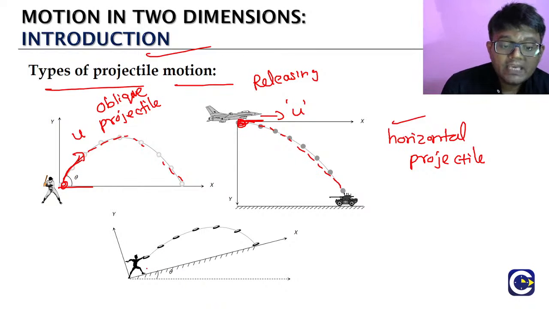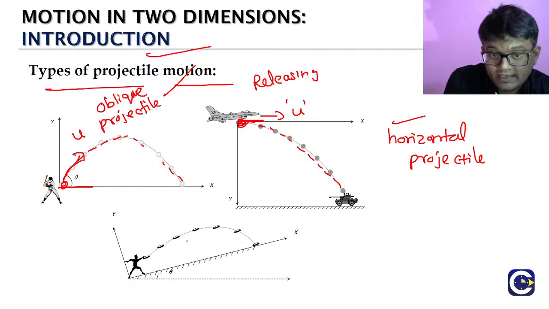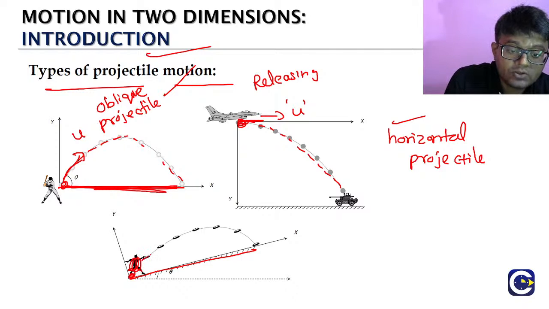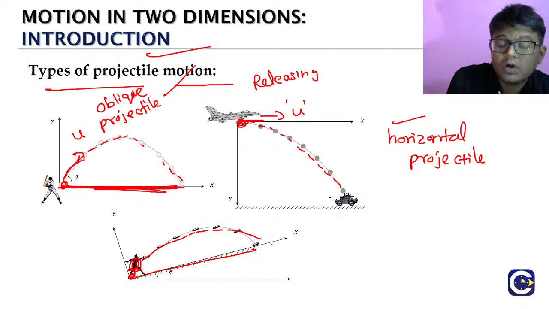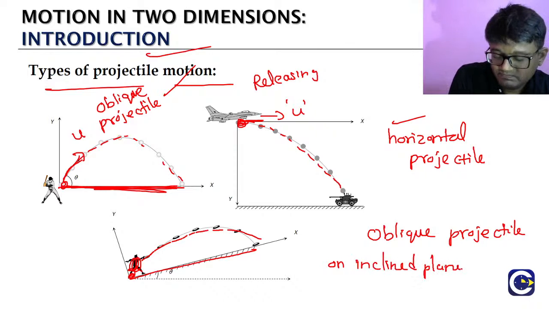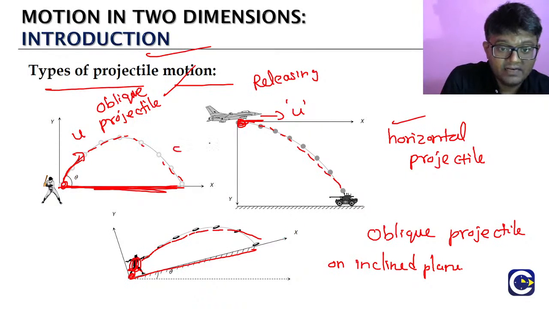Then we can have an oblique projectile, meaning you are throwing at a particular angle on an inclined plane. So you are not throwing an object from a flat surface; you are already standing on the inclined plane, you see here, and then throwing an object on the inclined plane. So this is what we call the oblique projectile on an inclined plane.